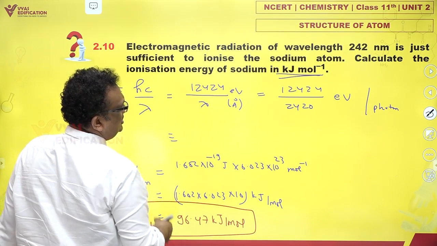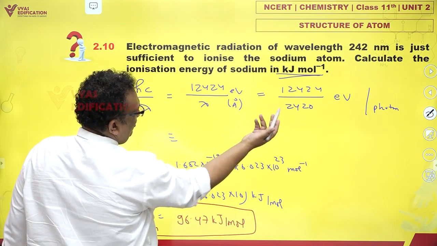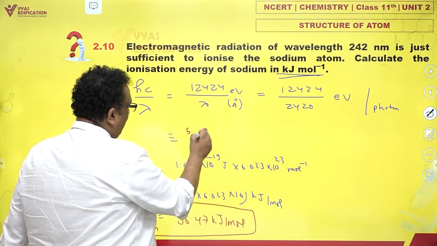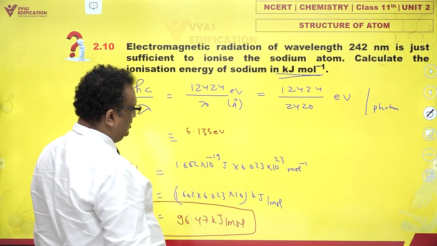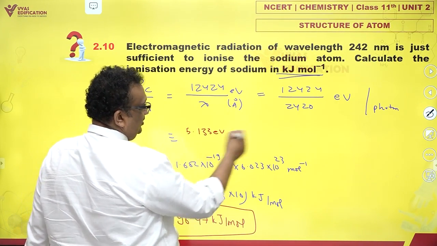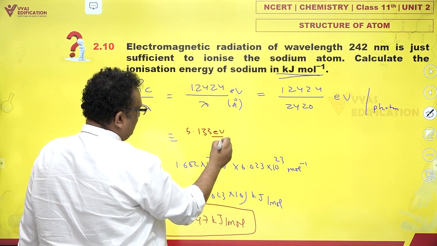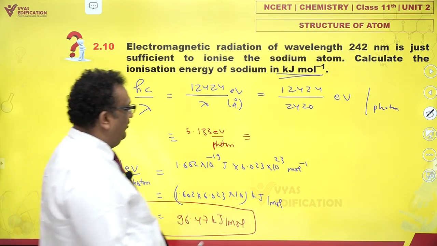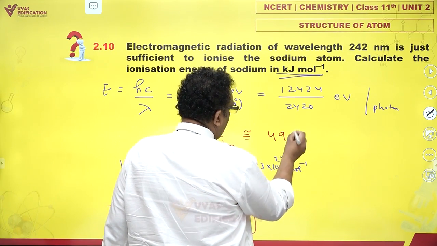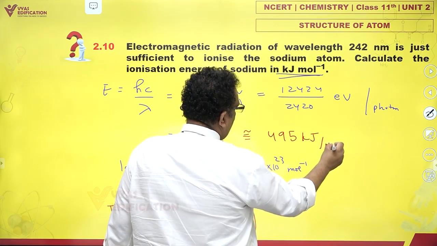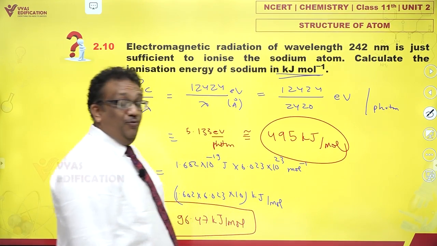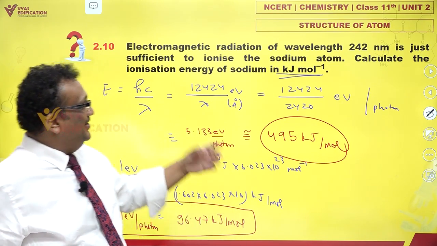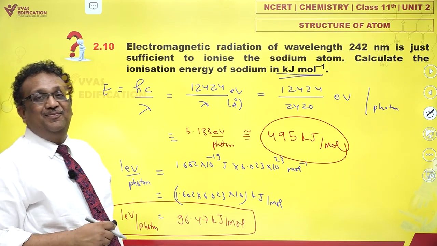And this would be around how much? It would be around 5 point something. If you just calculate, that would be 5.133 electron volts, and that is electron volts per photon, of course. And that would correspond to, if you multiply them, around 495 kilojoules per mole. Wow. 495 kilojoules per mole. Yes, this would be the ionization energy of sodium as per this data.